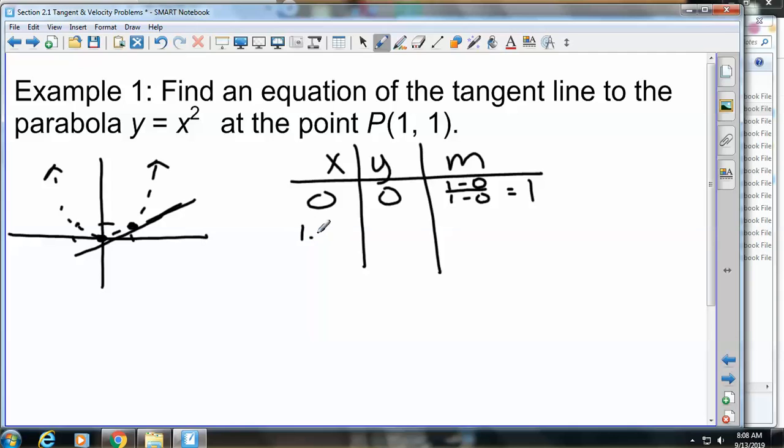So let's pick something closer to 1. Let's say I did 1.5. So 1.5 squared is 2.25. And then you can do your slope: y minus y over x minus x. And what do you get? 2.5.